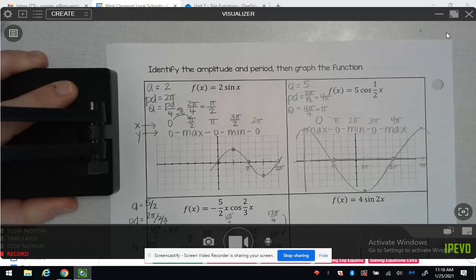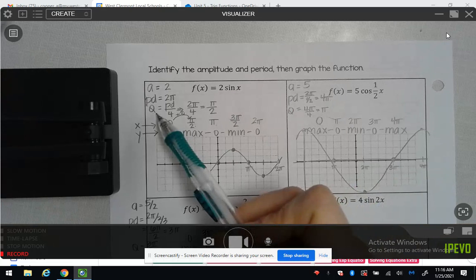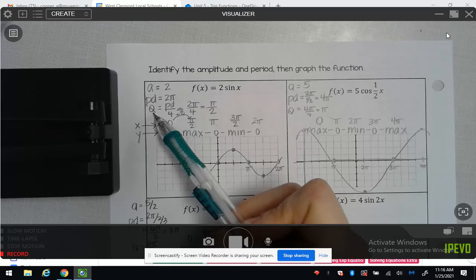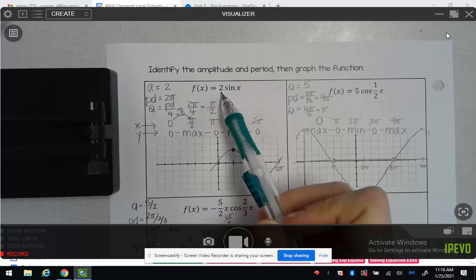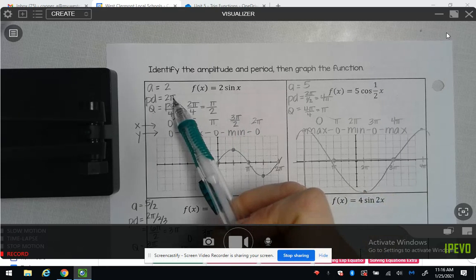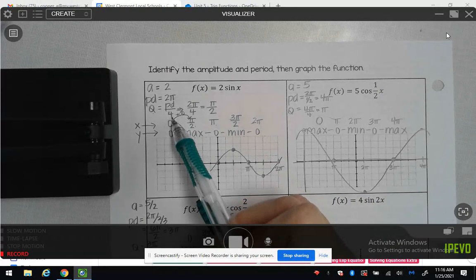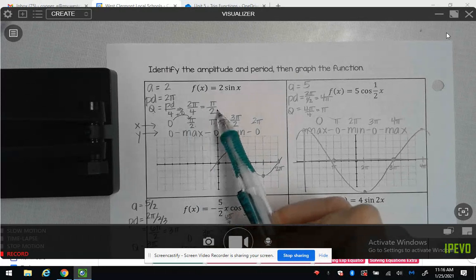Now we're going to graph some of these, and I apologize that they're already graphed, like I said earlier. All right, we want to find the amplitude, the period, and what I'm going to call the Q. I will label it Q or quad. Amplitude is 2. Period is 2 pi over b. B is 1, so this is 2 pi. To find your quad, it's your period divided by 4 every single time. So in this case, 2 pi divided by 4, which is pi over 2.